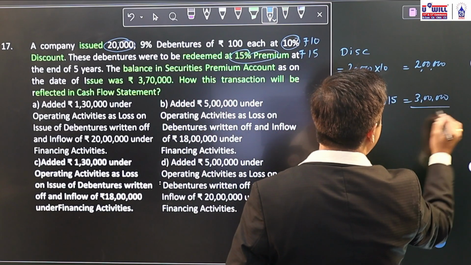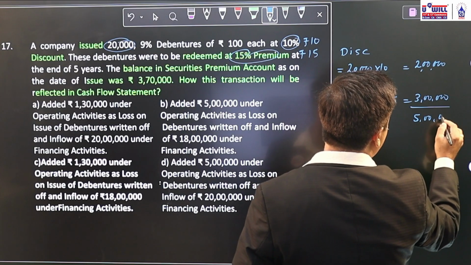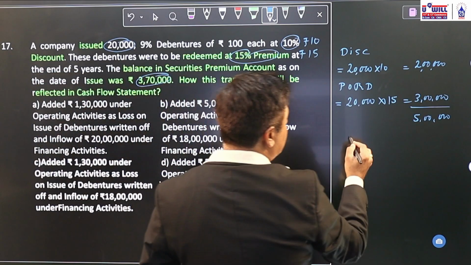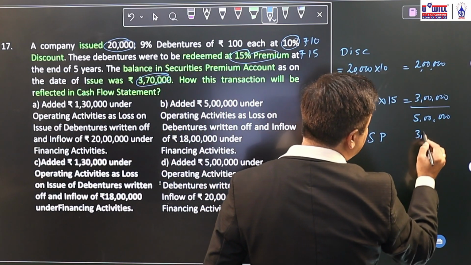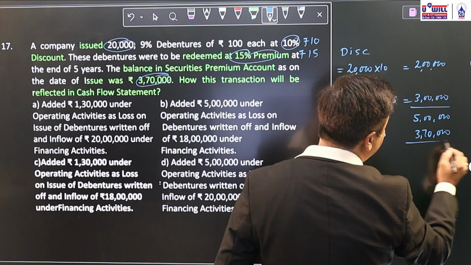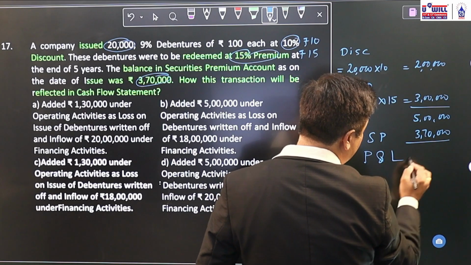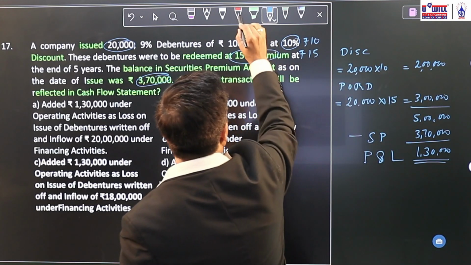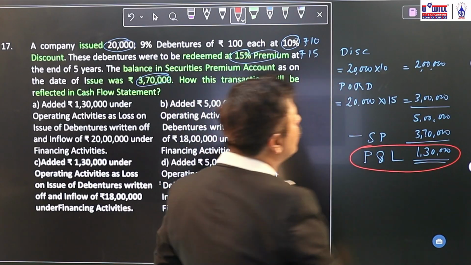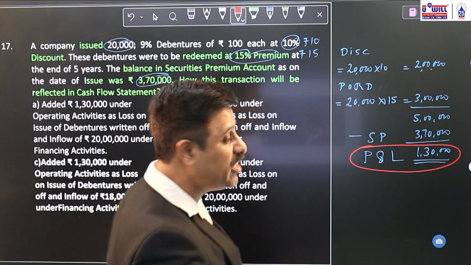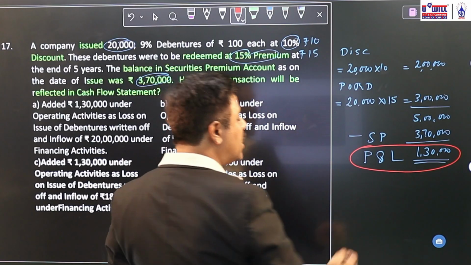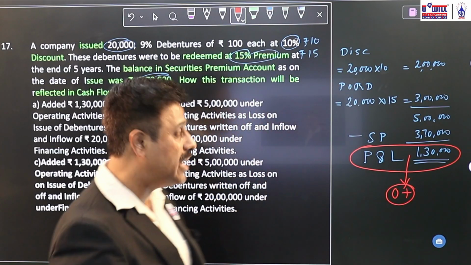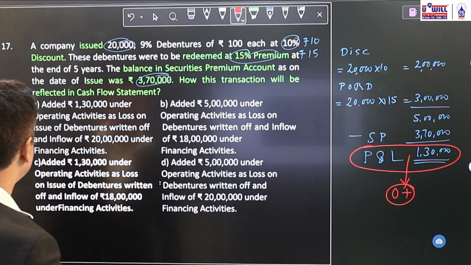3 lakhs plus 2 lakhs, 5 lakhs is what we have to write off. We have securities premium of 3 lakh 70,000. So first priority we will use 3 lakh 70,000 from securities premium account. Balance we will take from statement of P&L account, 1 lakh 30,000. Now this amount which you take from statement of P&L account as the loss on issue of debentures written off is a non-cash expense. So it will be added in operating activities as a non-cash expense. Accordingly, which option will be correct?